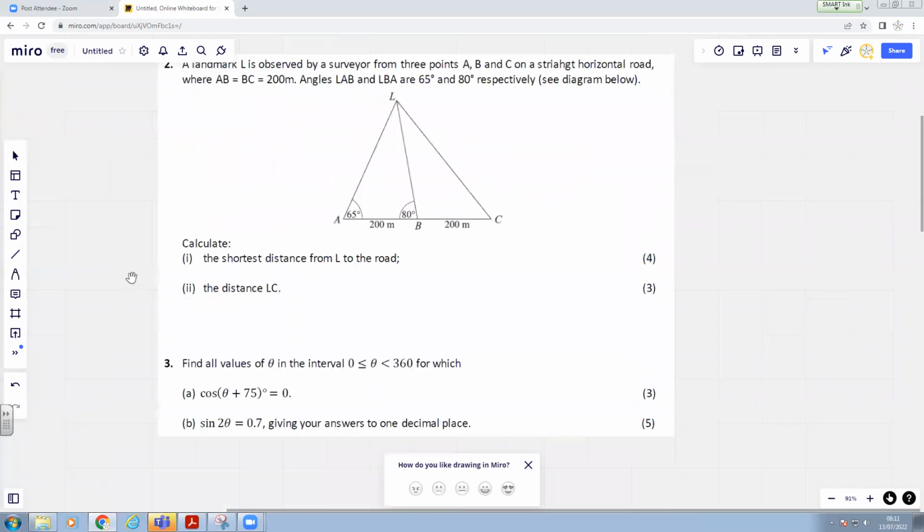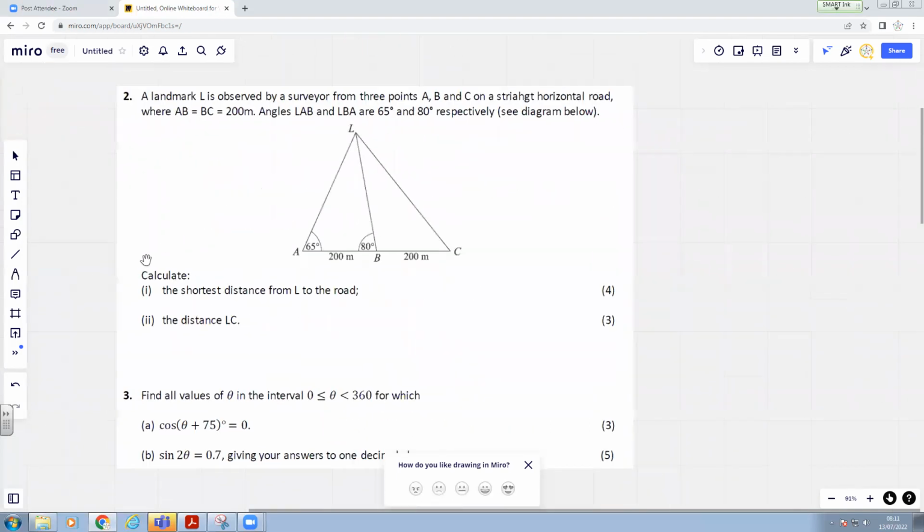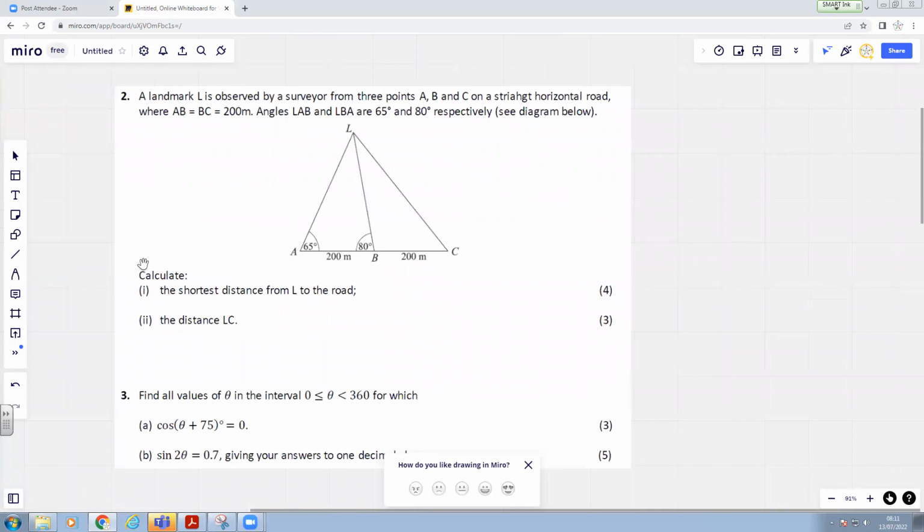Okay, number 2, what we got here? Another sort of sine cosine rule question. They like those questions. We've got to work out, now this one's a funny one, this first one. Calculate the shortest distance from L to the road. Now read the question carefully, note the typo there.